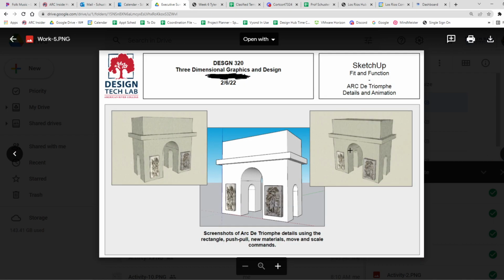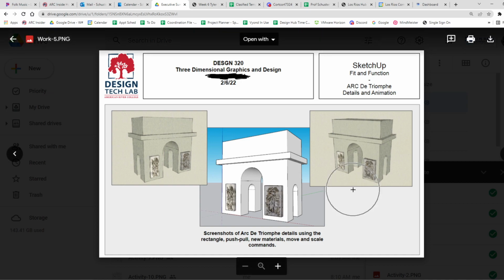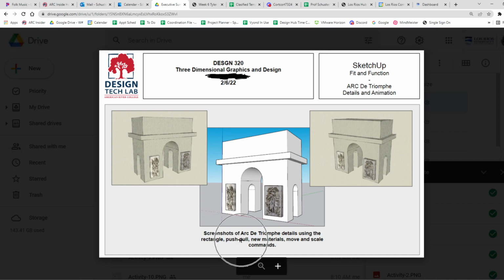Another one in the same mode. So it doesn't have to be fancy, but look at how nicely these are lined out. I can see what they are. Rectangle, push pull, new material, move, scale, command. Somebody could look at this and go, okay, that person has some depth to their knowledge, and I understand where those came from and why they're there.